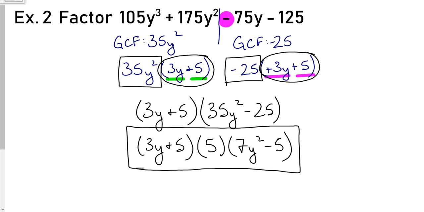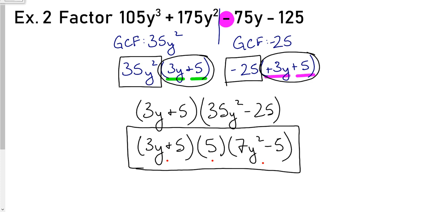Okay? Now remember that multiplication is commutative. So I could go through and I could put the 5 first, and then the 3y plus 5, and then the 7y squared minus 5, or I could change that order up any way that I wanted to.